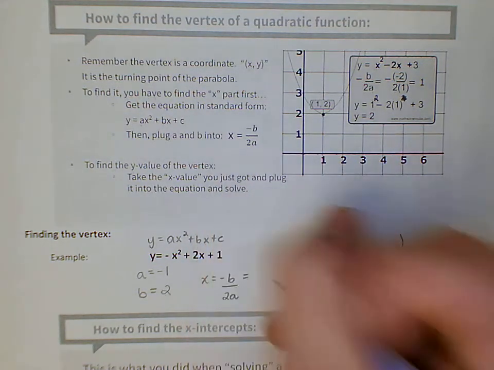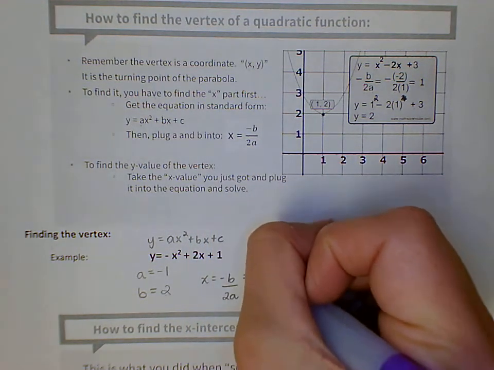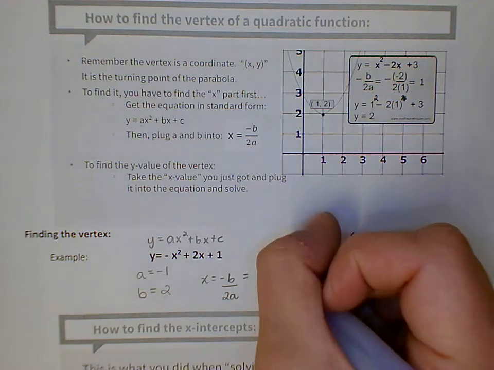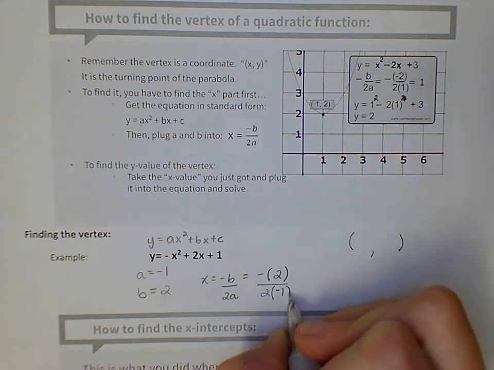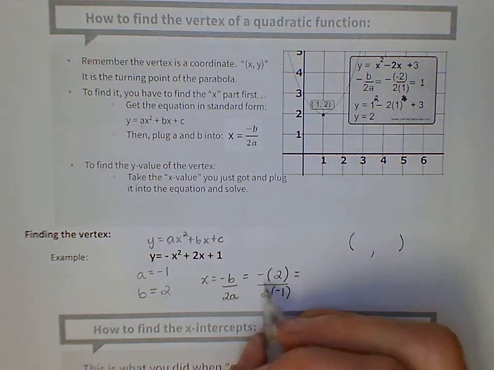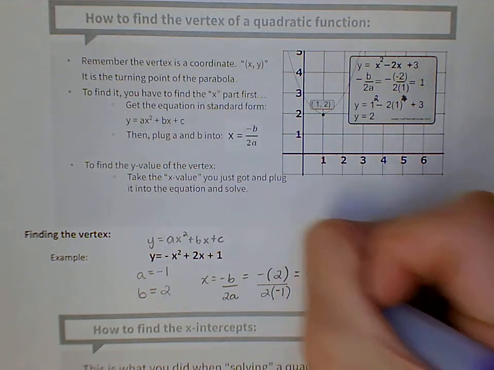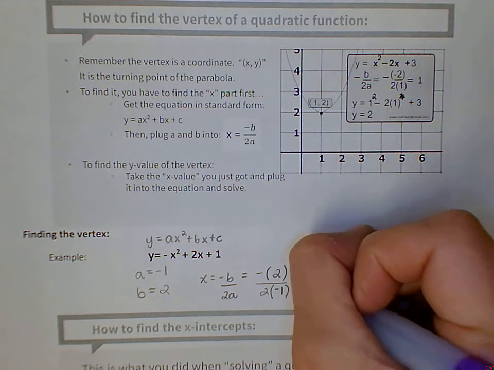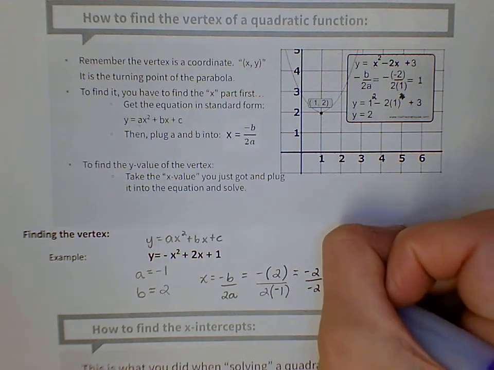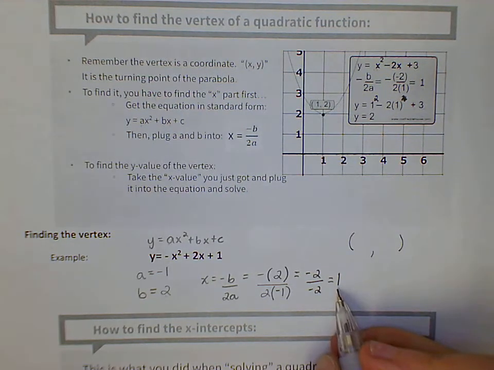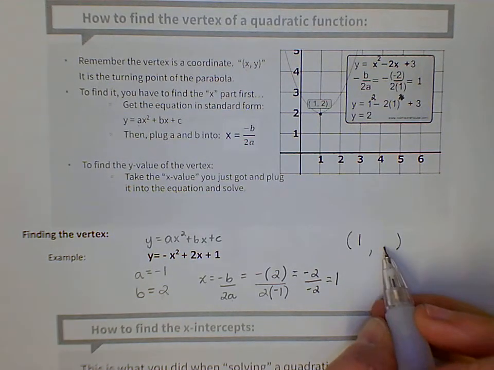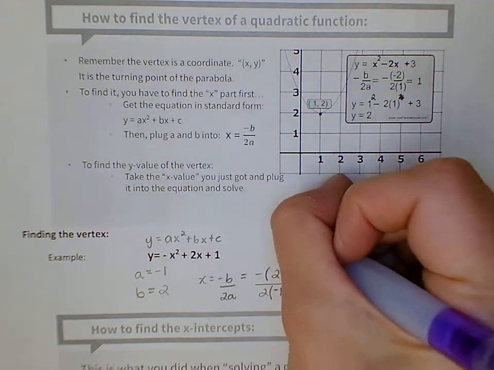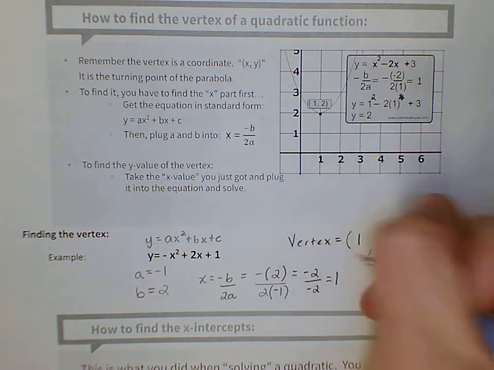So to find the x part, I'm going to take -1 essentially times my b, which is 2. And then that's over 2 times, and my a is -1. So I'm plugging that in. And then I just simplify. So negative times 2 is -2 over 2 times -1 ends up being -2. So when I simplify that, I get 1. So the x part of my vertex ends up being 1. Okay. Now what do you do to find the y part? And actually we're finding the vertex, so I'm going to make sure that we know that.